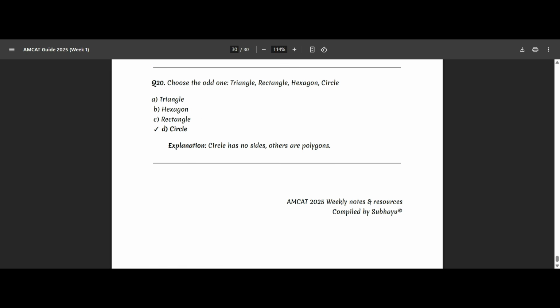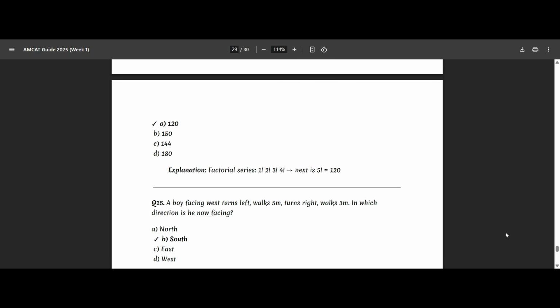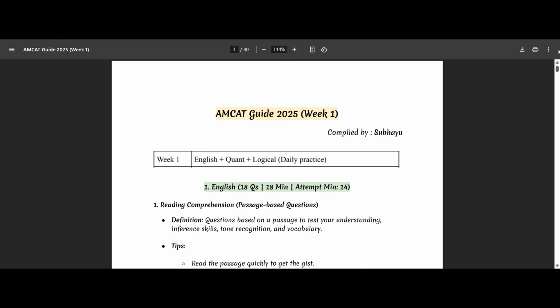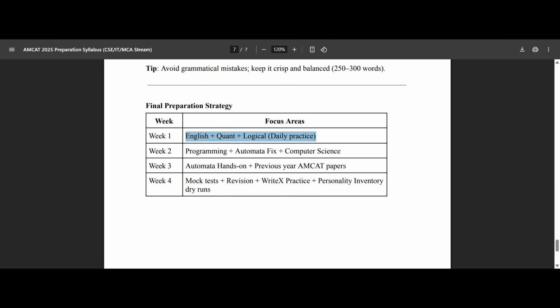Okay. So, with this, we come to the end of today's discussion. Today we have covered English, we covered quant, and we covered logical. Next video will be about these three topics: programming, automata fix, and computer science.